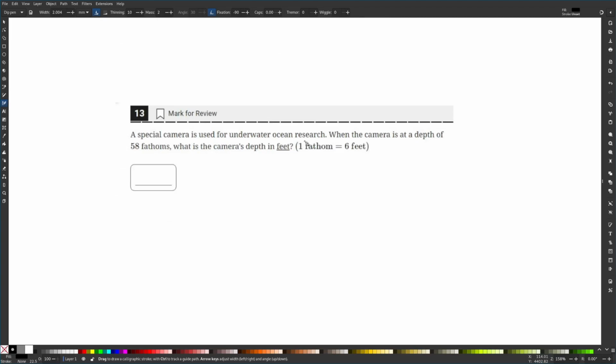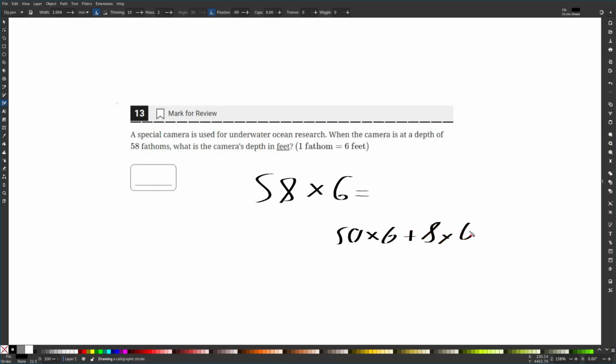A special camera is used for underwater ocean research. When the camera is at a depth of 58 fathoms, what is the camera's depth in feet, where 1 fathom is equal to 6 feet? Okay, so we know feet is the greater measurement, so we multiply by 6. So 58 times 6 is equal to 50 times 6 plus 8 times 6. So 300 plus 48. The answer choice is 348.